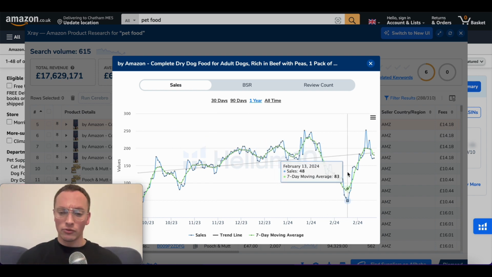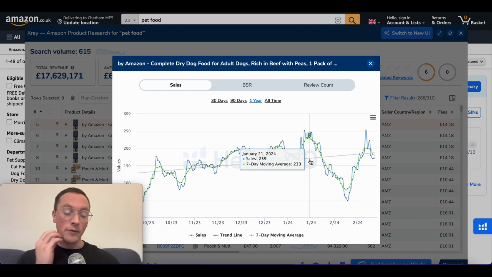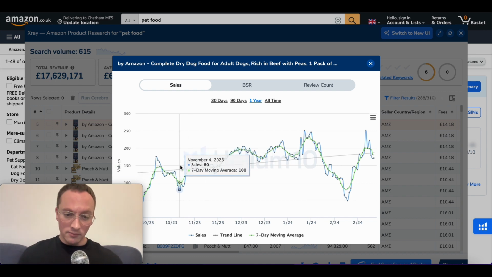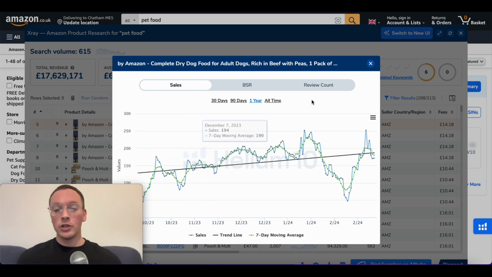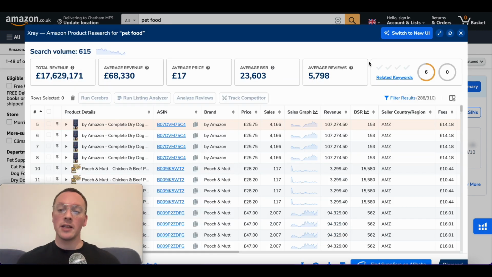We can see their sales drop off in February. We can see in January their sales are high. Sales average, look, 7-day moving average of 233. We can see that in November, the moving day average is 100. Okay, so just like every product, guys, there's a cycle. There's a sales cycle, and this gives us the ability to look at that.